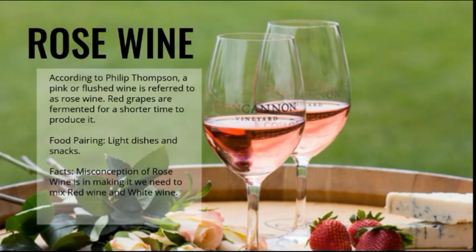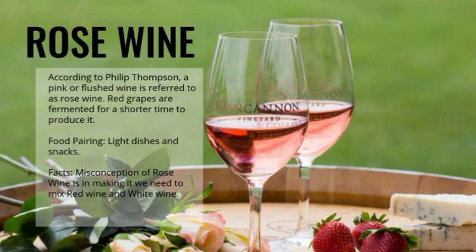Rose wines. According to Philip Thompson, a pink or blush wine is referred to as rose wine. Red grapes are fermented for a shorter time to produce it. A few hours to a few days are possible within this time frame. It also has little tannins, making it similar to white wine in that it has a dry flavor that can be fairly acidic. Rose is an excellent middle ground between red and white since it is quite mellow on the palate and goes well with a variety of foods.